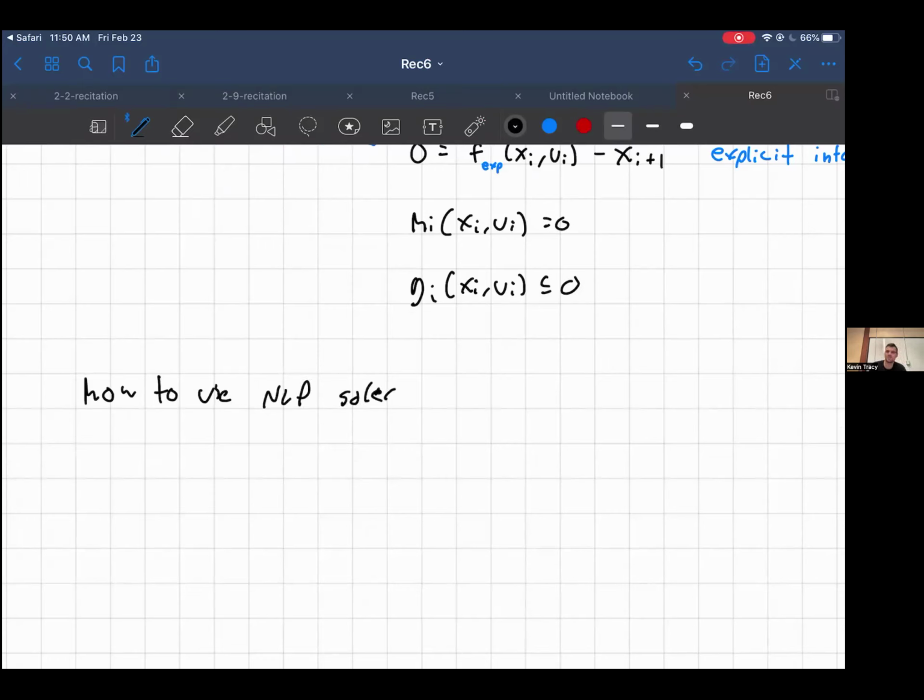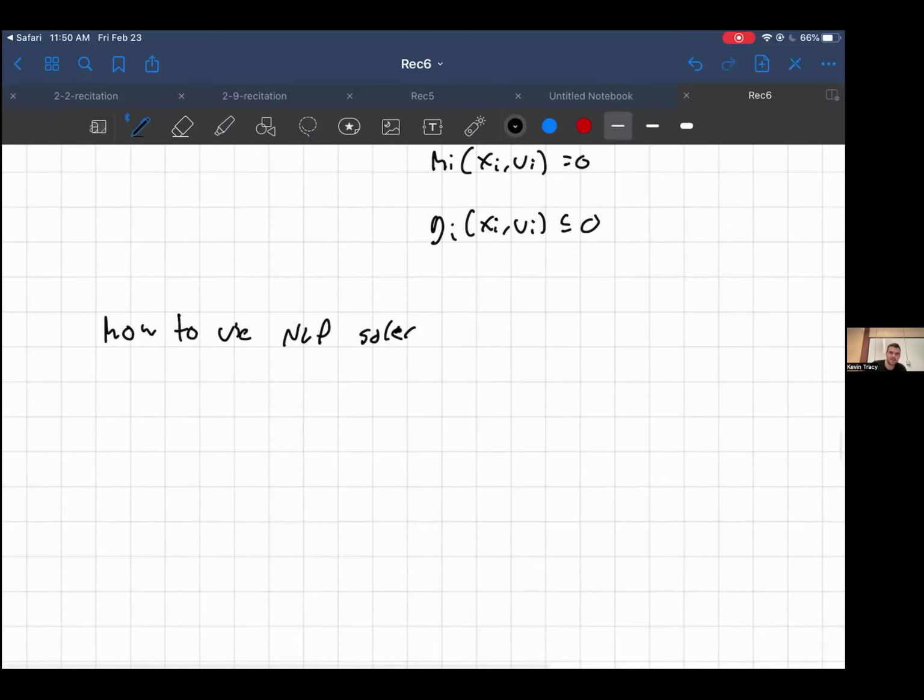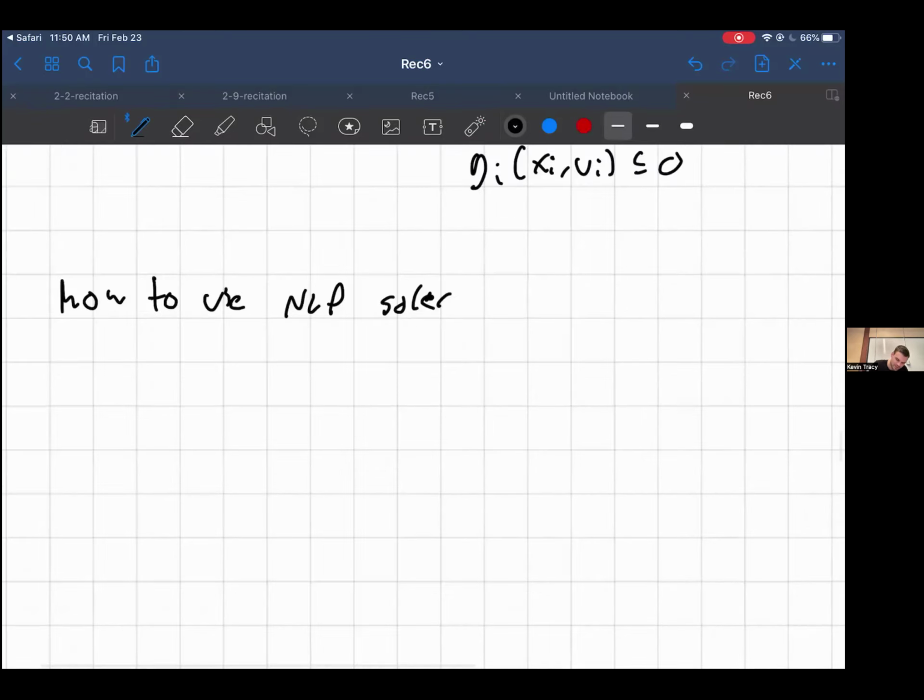So NLP solvers want to solve things, and let me bring up the form just to make sure I got it right. They want to solve things like this. They want to do min z.